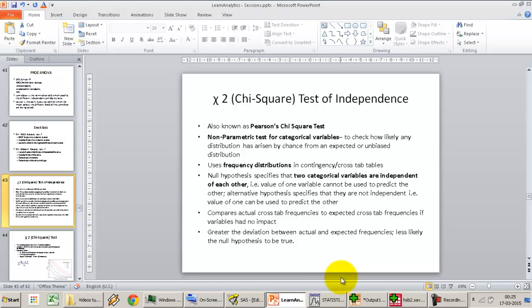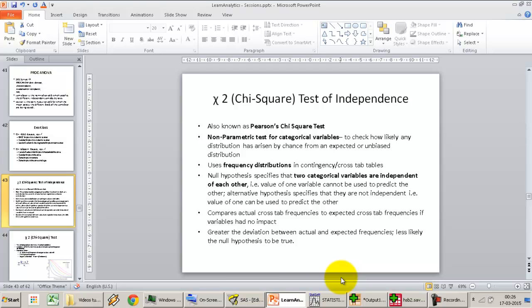But what happens if we want to test the distribution of nominal variables? When we have nominal variables, we can't do a test of means over there. In fact, the only measure of central tendency that we can use on nominal variables is the mode. And mode is a frequency calculation. So we are calculating which particular category of the nominal variable is occurring most often.